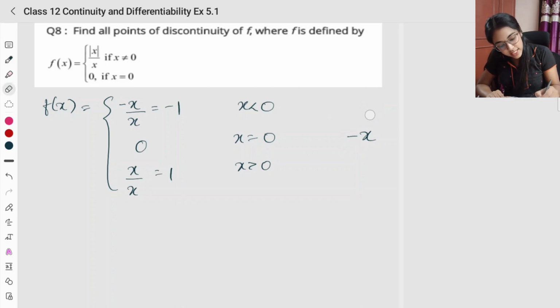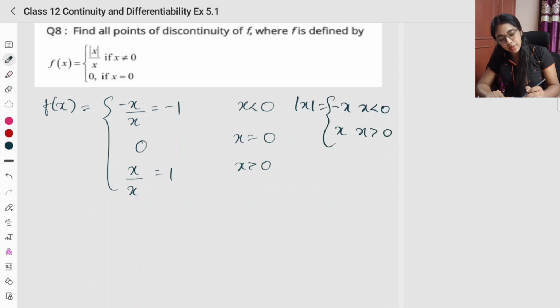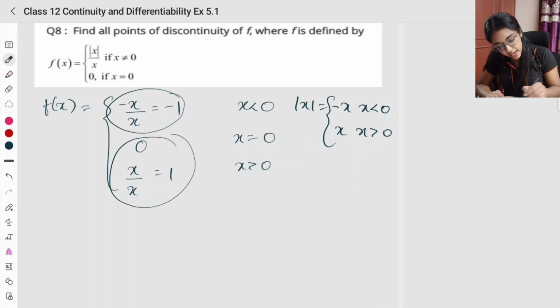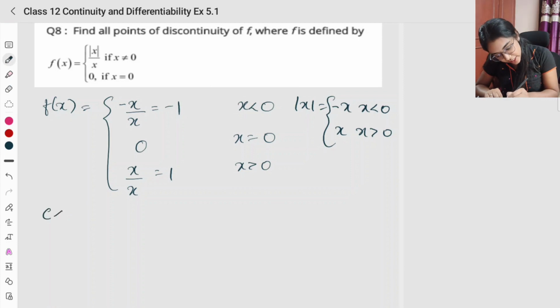So basically what is the idea? The idea is mod x is going to be minus x when x is less than 0 and plus x when x is greater than 0. We use this to solve here. Okay, you understand? Clear? Now, what is the first condition that we are going to see? We are going to see three conditions: c less than 0, c equal to 0 and c greater than 0.